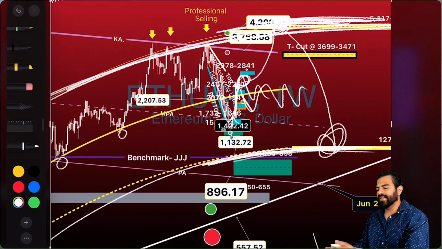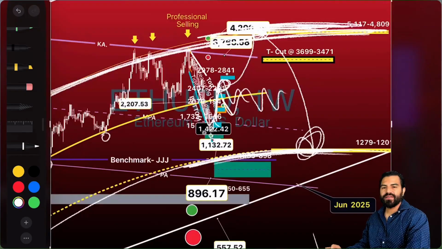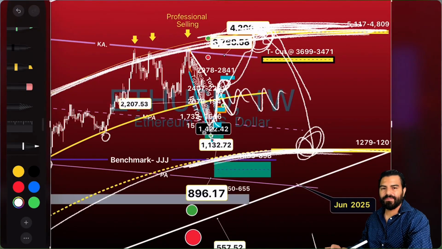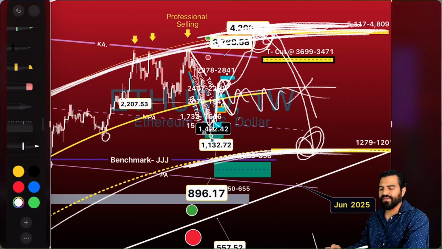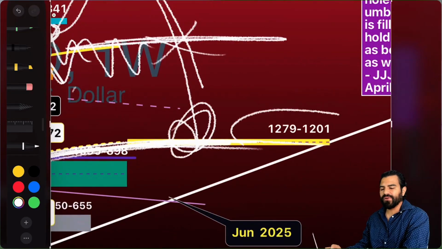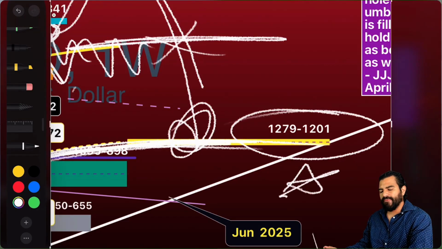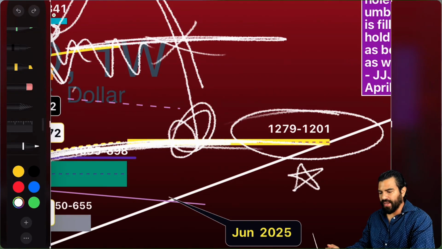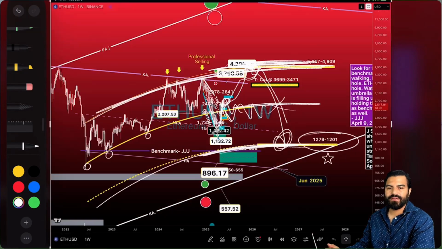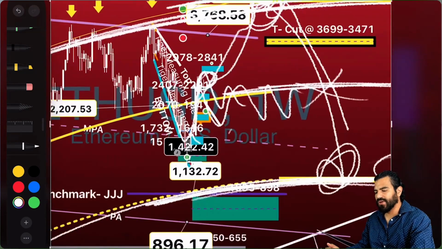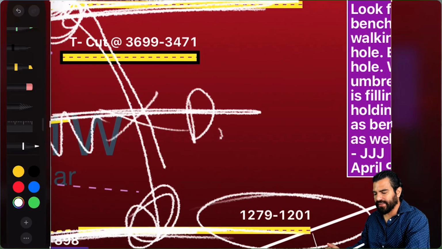Okay? The distance is still correct. If I come up and hit this a third time, and I'm not afraid of that middle line again, I'm going to be even more looking at 1200. So if I'm going to buy Ethereum, I'm going to put a lot of stress on 1279 to 1201. Okay, I'm going to put a lot of stress on that. We're already disrespecting.